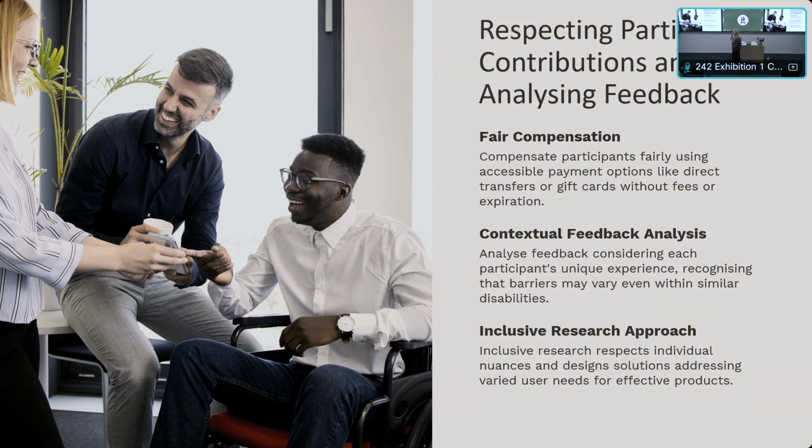Contextual feedback analysis. So analyse feedback considering each participant's unique experience. Recognising barriers may vary even with similar disabilities. So understand that if you speak to one person with a disability, you've spoken to one person with a disability. And when that person got the disability and how they manage their tech is going to be different every time.